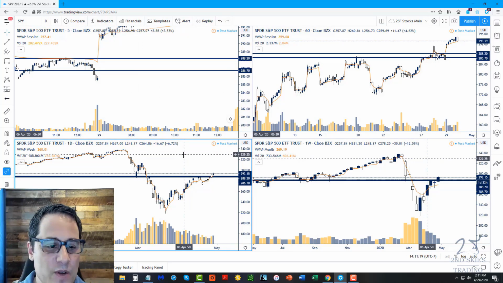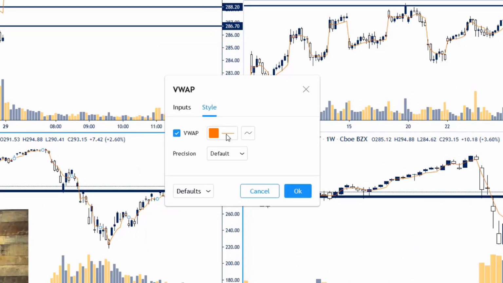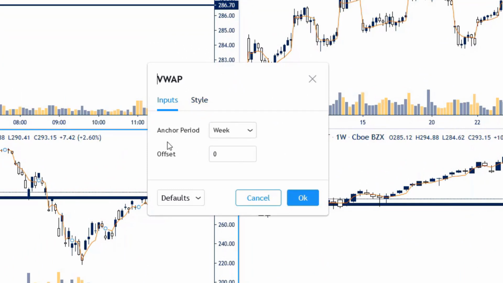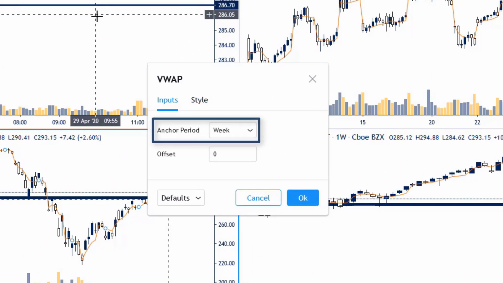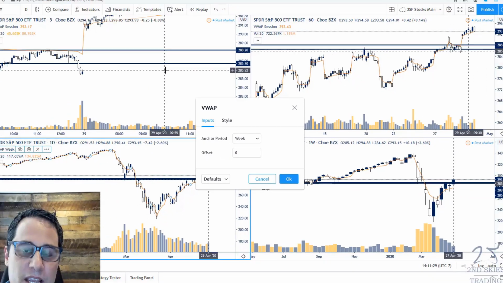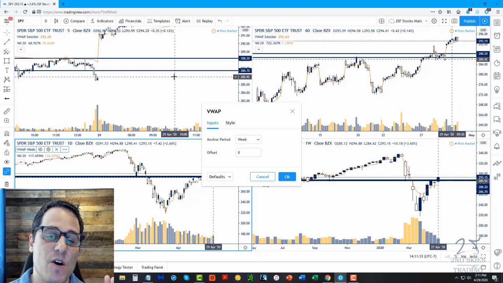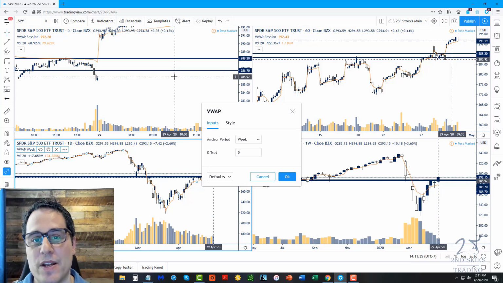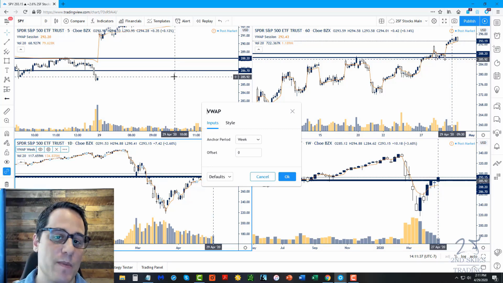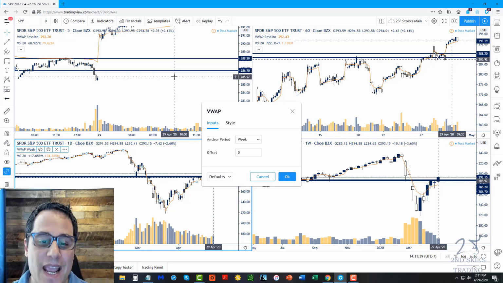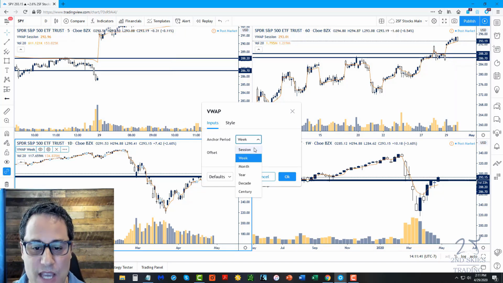But what you can do is when you go into VWAP here, you'll see settings. And then if you look at input, it has an anchor period. Now, when I am trading intraday or doing day trading using VWAP, my intraday timeframes are the 1 hour and below, and my primary day trading timeframes are 5 minute, 3 minute, 1 minute. When I do that, I anchor VWAP to the session.